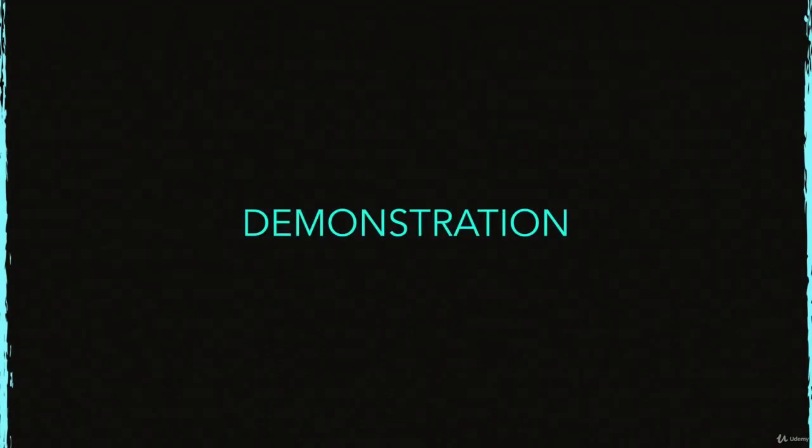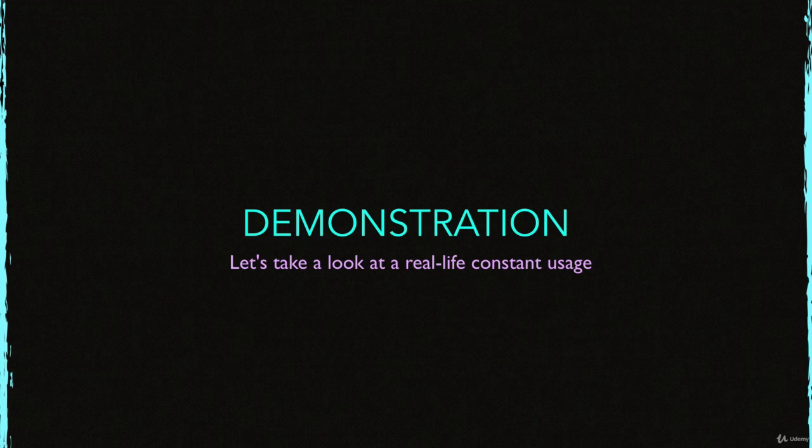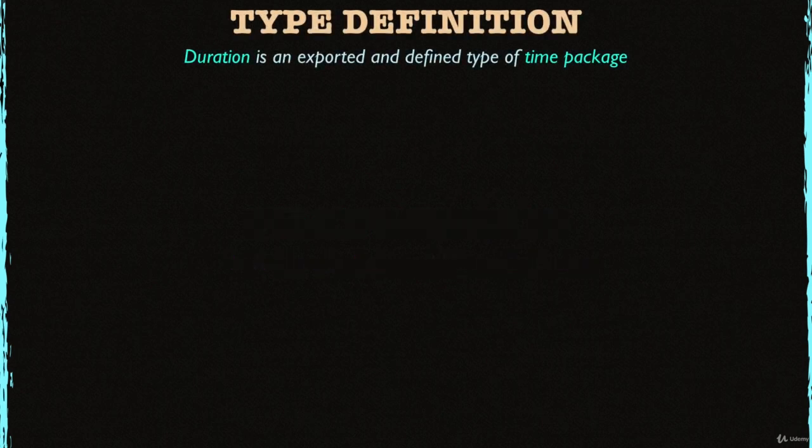Welcome back. In this lecture, we're going to look at the actual constant declarations from the time package, so you can better understand how Go standard library declares constants. Do you remember the duration type from the Go type systems section? Let me remind you again.